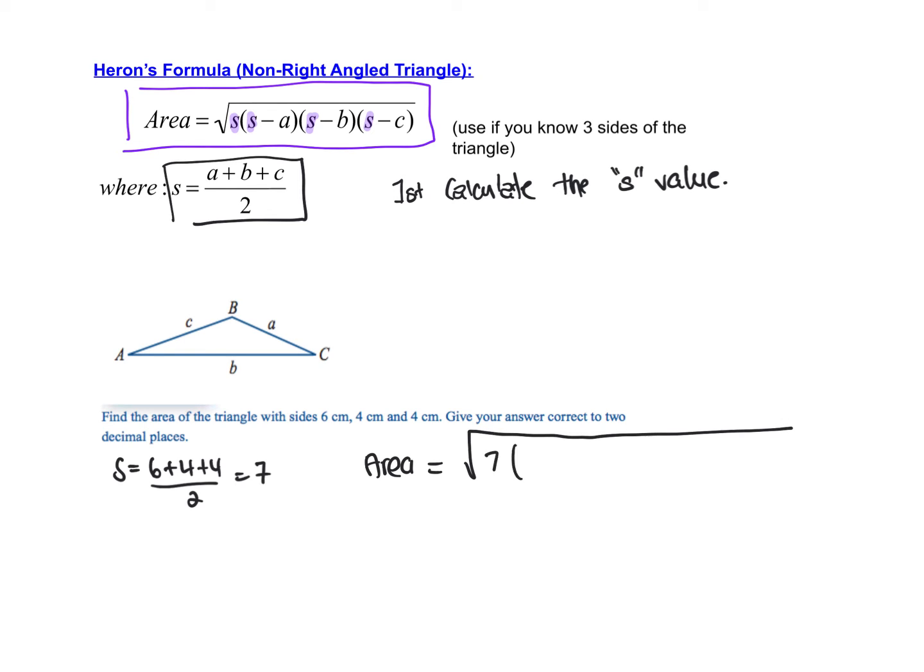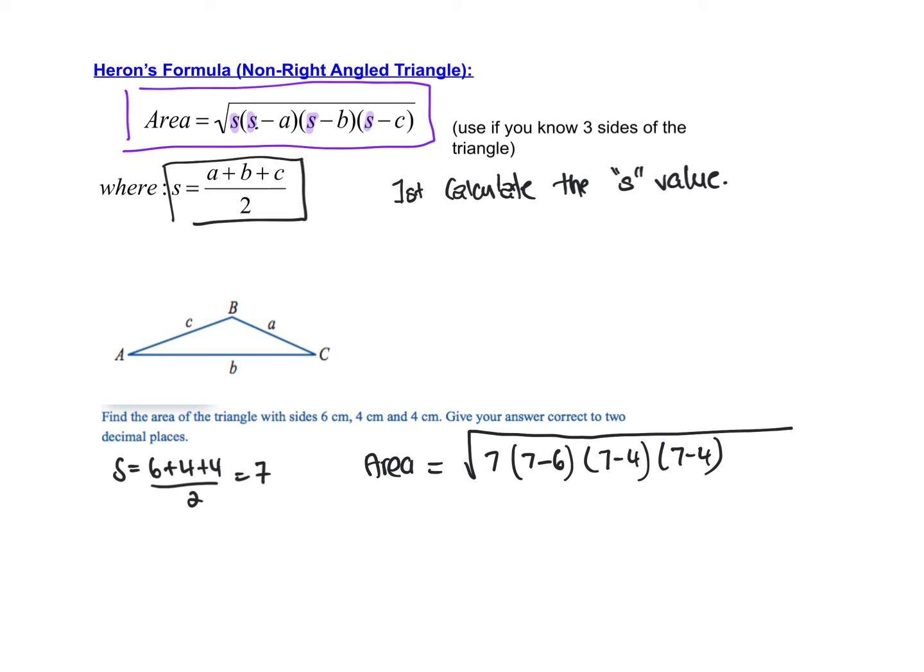So it's 7, then it's S, which is 7 again, and you minus side A. So you times all the sides like that, minus each side from 7. Then you just plug that into your calculator: get the square root symbol and then do 7 times and then open the bracket. Just write out exactly what we just wrote there, and you shouldn't have a problem.